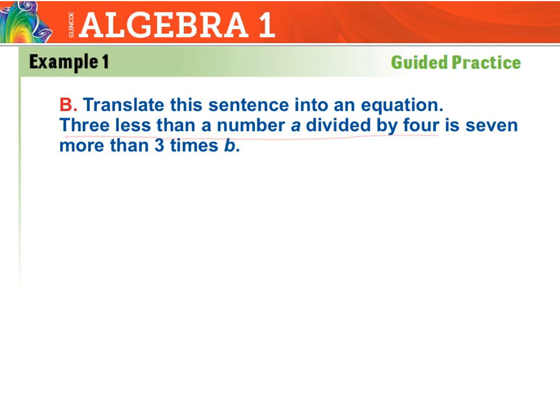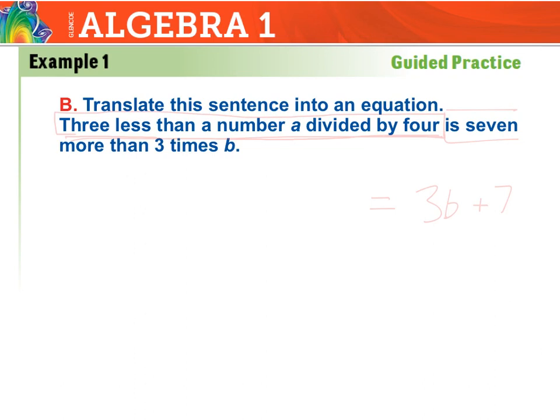All right, here, let's get the easy part out of the way. Is 7 more than 3 times B. So there's your is equal, 7 more, right, plus 7, 3 times B. That's the easy part. Let's really focus in here on what's going on with this left-hand side of our equation. 3 less than a number A divided by 4.